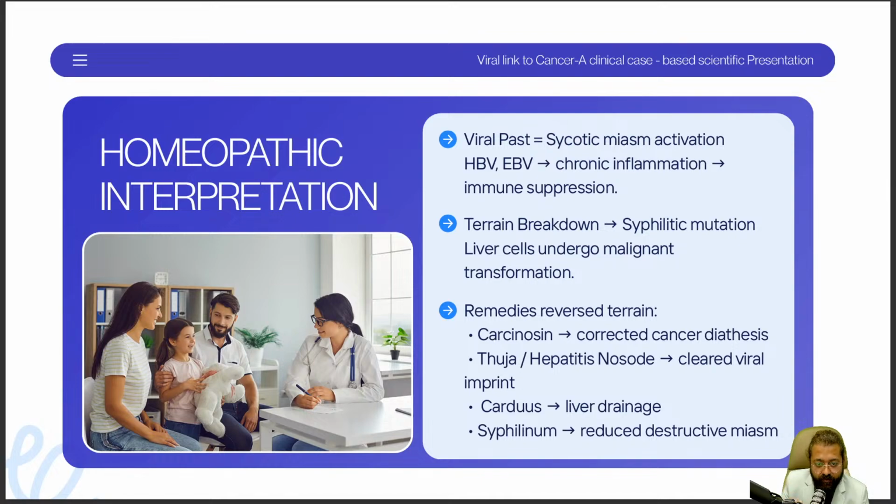Now if we talk about the terrain breakdown, what is it? The syphilitic mutation because of immune suppression, by which the liver cells undergo malignant transformation. Now, which medicines help to reverse that terrain? Carcinosin, which corrected the cancer diathesis. Thuja and hepatitis nosodes clear the viral imprints. Carduus helps with liver drainage. Syphilinum helps reduce the destructive miasm.